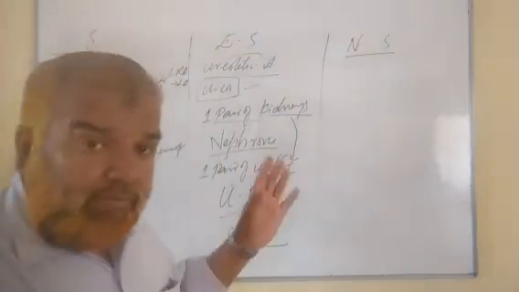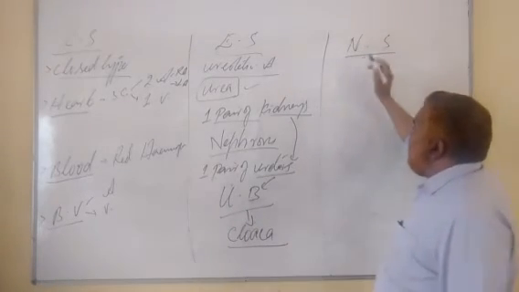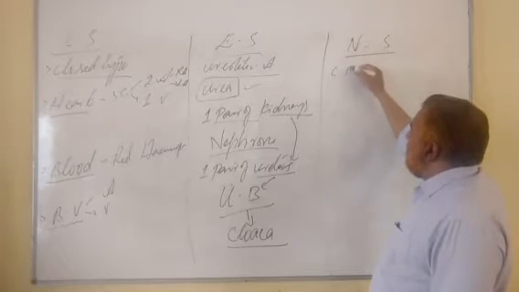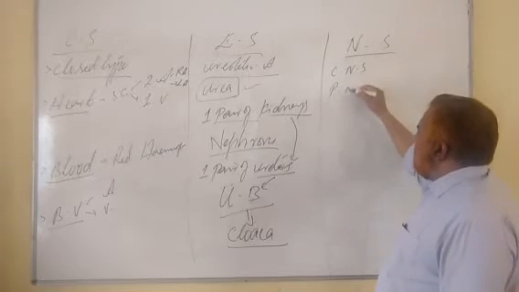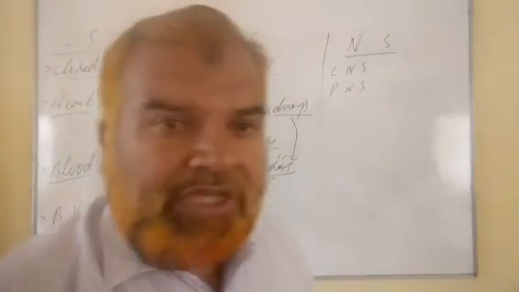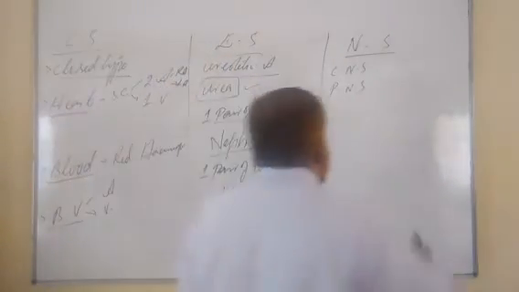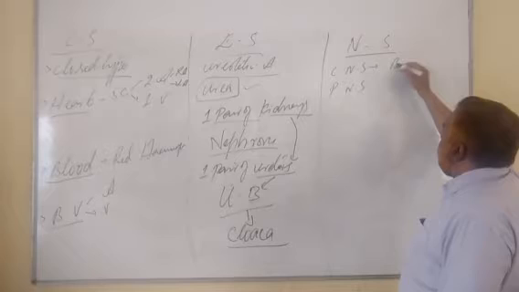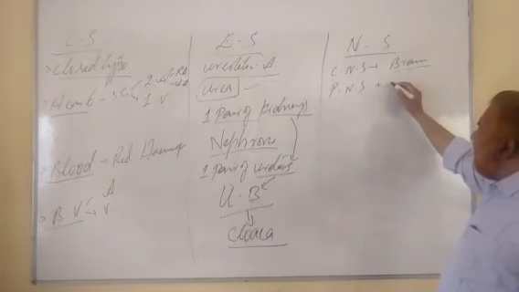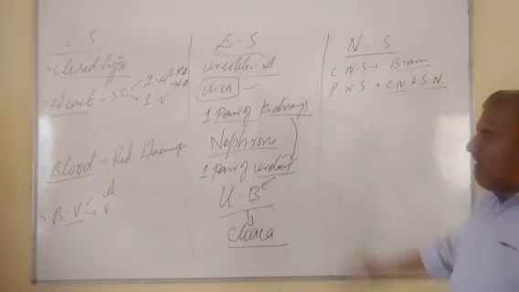Next one is the nervous system of frog. The nervous system of frog consists of the central nervous system and the peripheral nervous system, CNS, PNS. The autonomic nervous system is also there. So the central nervous system consists of the brain. The peripheral nervous system consists of cranial nerves and spinal nerves.